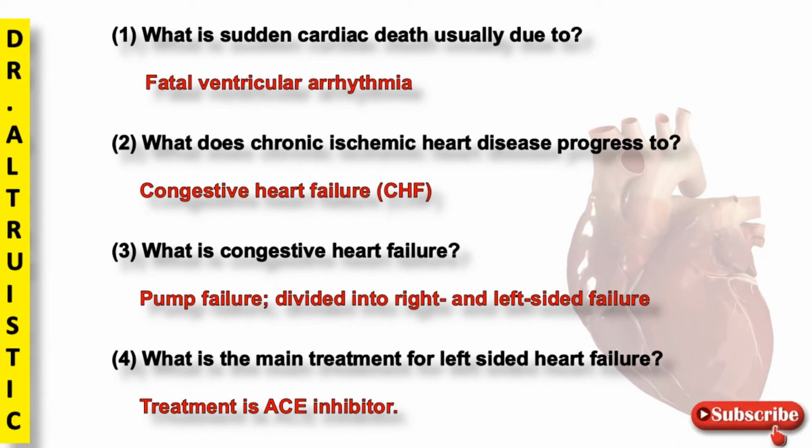1. What is sudden cardiac death usually due to? Fatal ventricular arrhythmia. 2. What does chronic ischemic heart disease progress to? Congestive heart failure, CHF. 3. What is congestive heart failure? Pump failure, divided into right and left-sided failure. 4. What is the main treatment for left-sided heart failure? Treatment is ACE inhibitor.